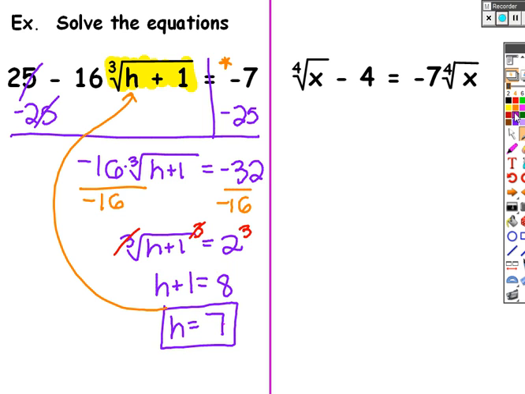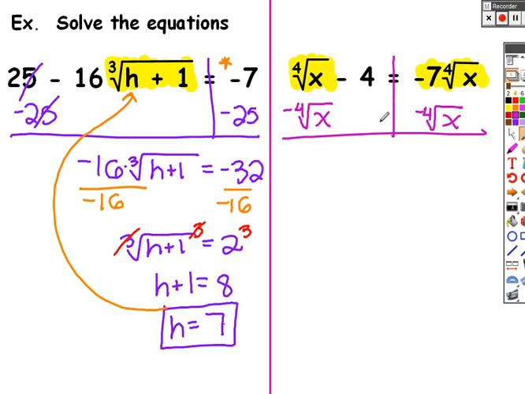If you look to the next example, I have a 4th root of x, and then here actually I have a 4th root of x. There's a negative 7 of them. So these are like terms. It would be like saying if I had an x and a negative 7x, I'd want to get them on the same side of the equation. So same thing here. I'm just going to subtract the 4th root of x from each side of the equal sign. So these are going to go away.